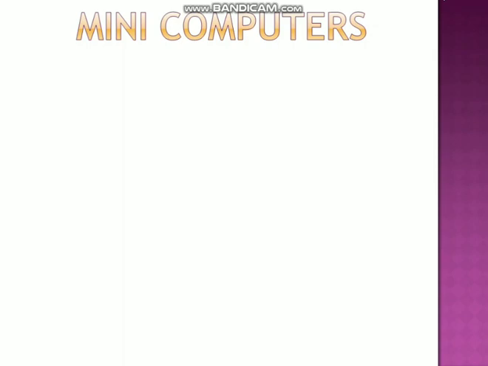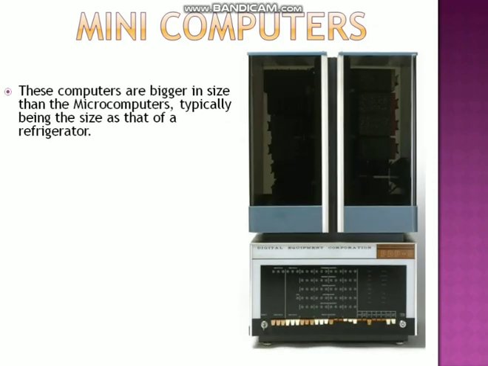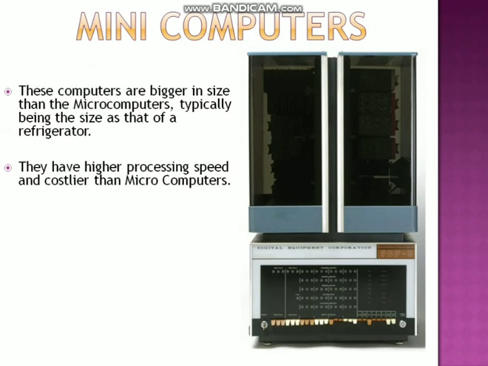We are starting this session with minicomputers. So this is the picture of a minicomputer. These computers are bigger in size. From the picture itself, it is clear that it is bigger than microcomputers, typically the size of a refrigerator. These computers have higher processing speed, which means you will get the output sooner when you give the input, and they are costlier than microcomputers.